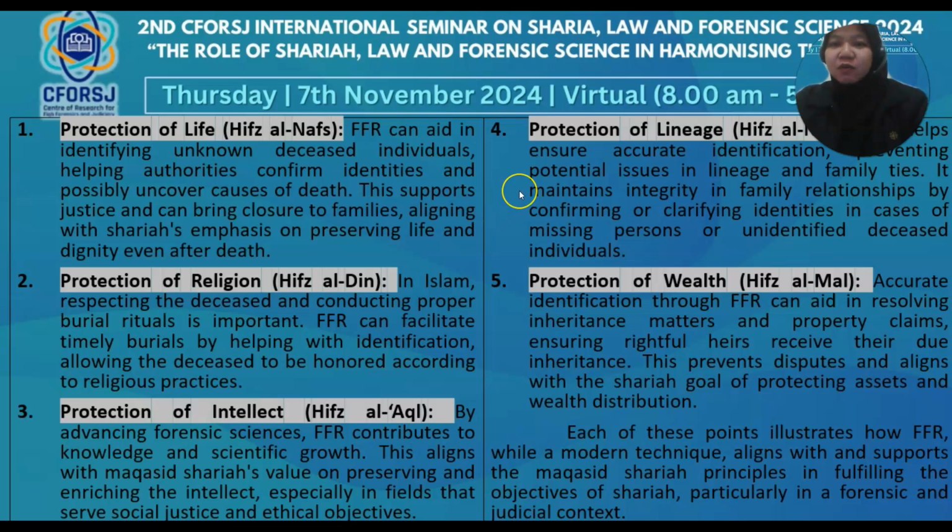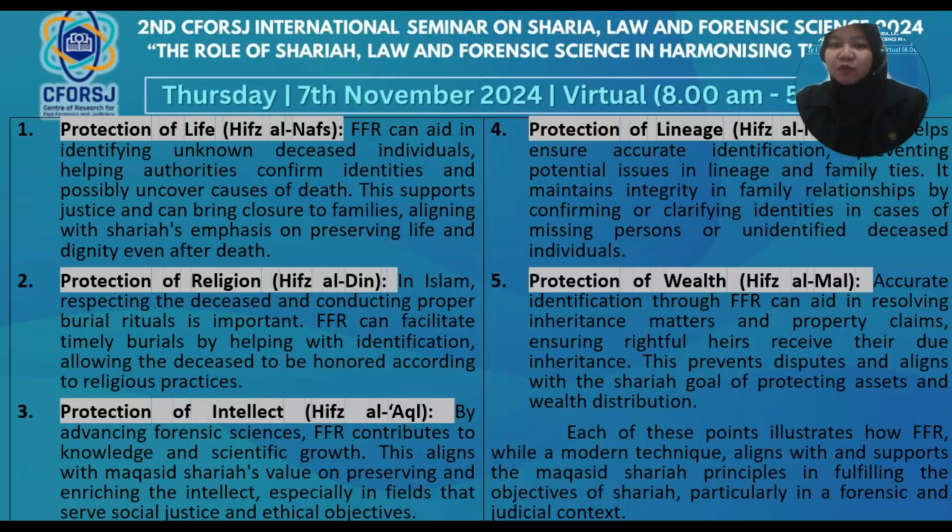Number 4, protection of lineage, Hifz al-Nasl. FFR helps ensure accurate identification, preventing potential issues in lineage and family ties. It maintains integrity and family relationships by confirming or clarifying identities in cases of missing persons or unidentified deceased individuals.